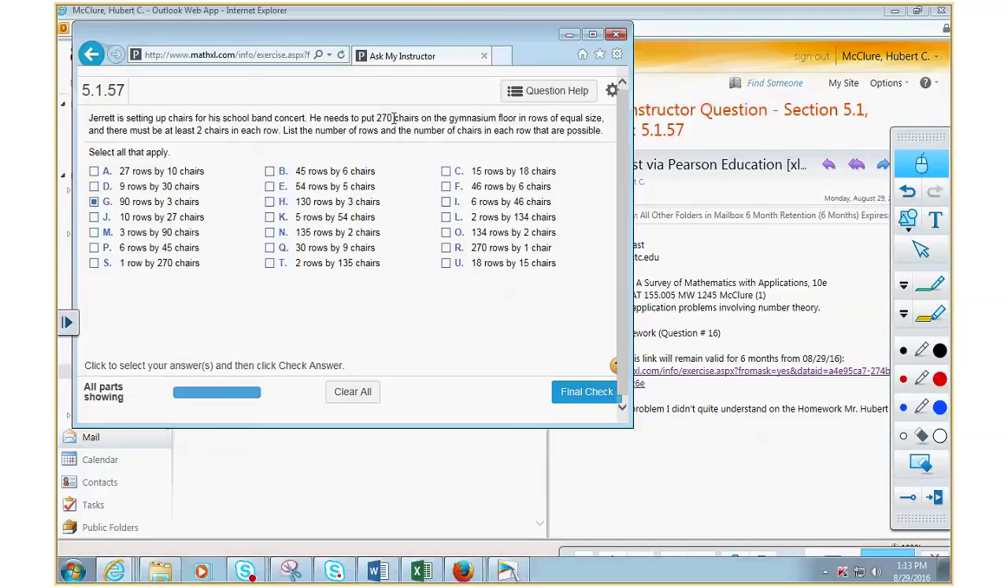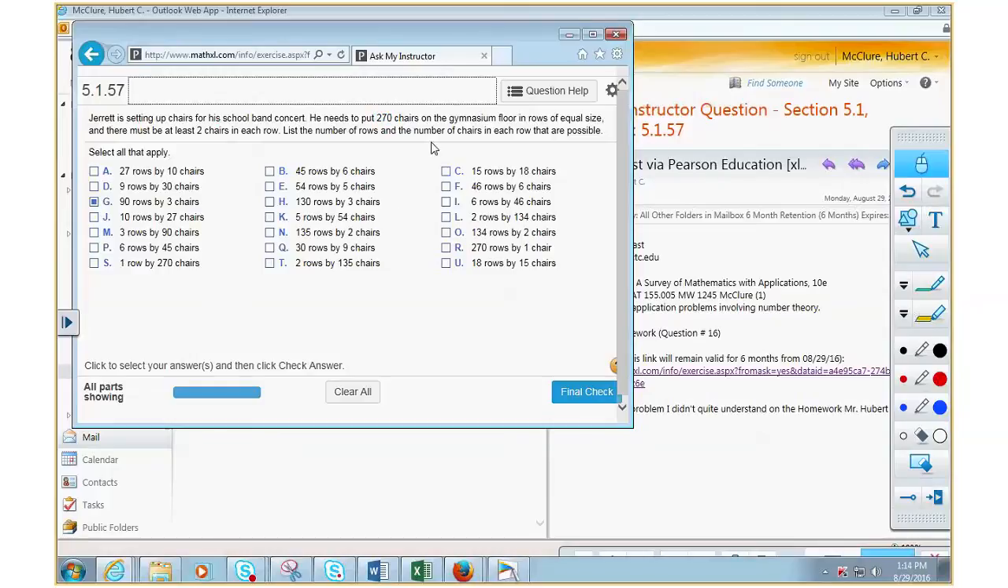That doesn't work because it's got to have at least 2. But you could do 5. 5 will be 54. So 6. This is divisibility. What is this divisible by? Go back to your divisibility rules I showed you.